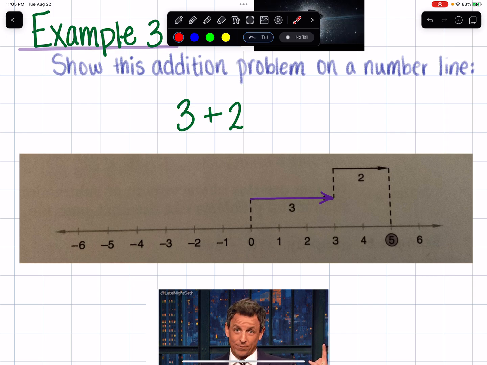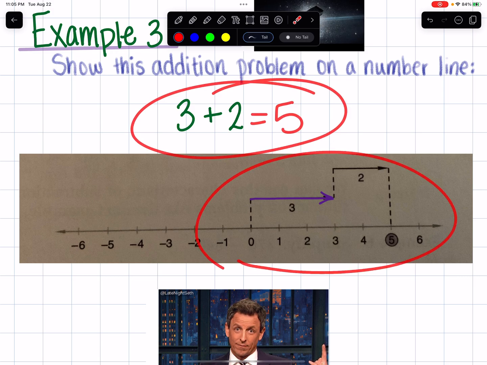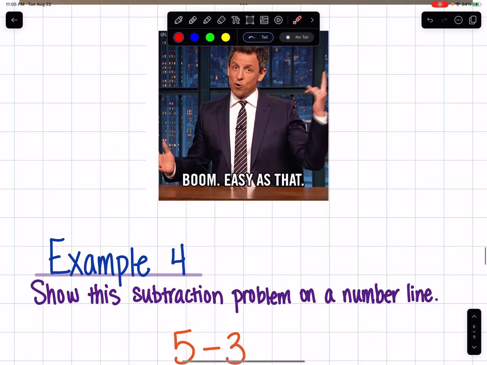And then from that arrowhead, from wherever you stopped, you're going to draw a second arrow that's 2 units long because we're adding 2. So it wants 2 more units, and it's also to the right because it's a positive number. So we start here, and you typically go up so you can show this next spot, and then go 2 more spaces. And then you end up stopping here. If you go all the way down, you see what the answer is, and the answer is 5. And that's 3 plus 2 equals 5, but it's shown visually on a number line. That's all you do. Boom, easy as that, right?